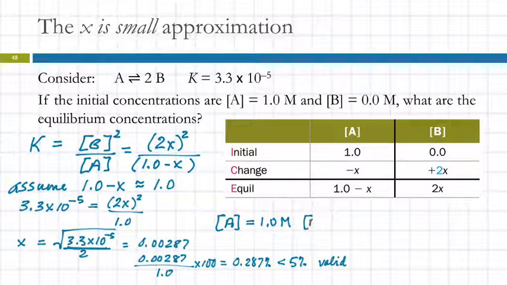And the equilibrium concentration of B is equal to 2x. So it's 0.00287 times 2, which is 0.00574. Now, we're not saying that the concentration of A did not change at all. We're just saying that it changed so little that it doesn't matter. Everybody okay with that? It makes the calculation a lot simpler.